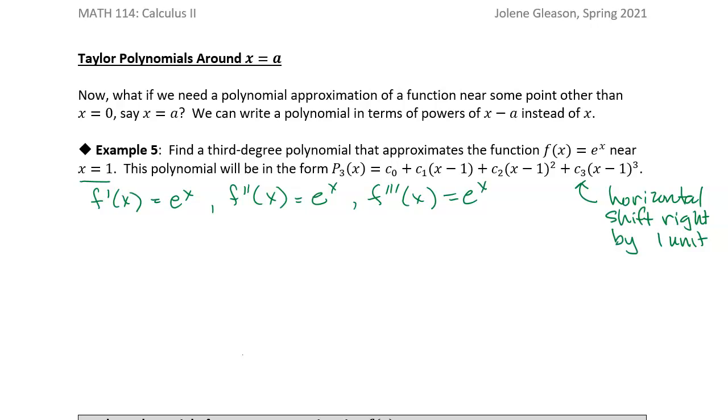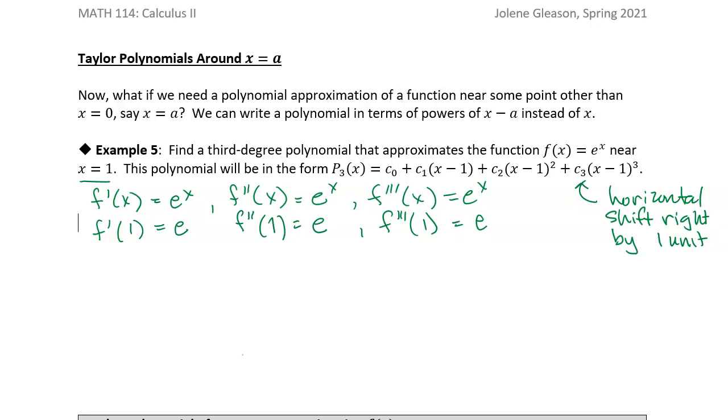But keep in mind that we want to model this e to the x function around 1. So we're interested in the value of the function and all of its derivatives at 1. That's going to be easy too. Instead of 0, we're just going to plug in 1. So we have e to the 1, which is just e. The second derivative at 1 is just e, and the same with the third derivative. It's just equal to e at 1. So we have all those derivatives computed.